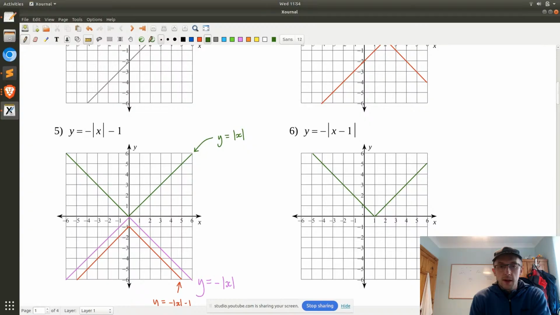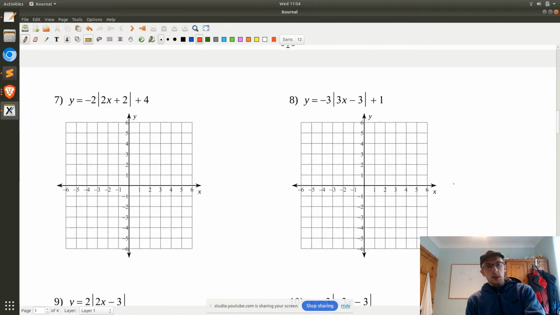Now, we need the absolute value. We need the negative of that. So we reflect it in the x-axis. Okay. Oh boy.